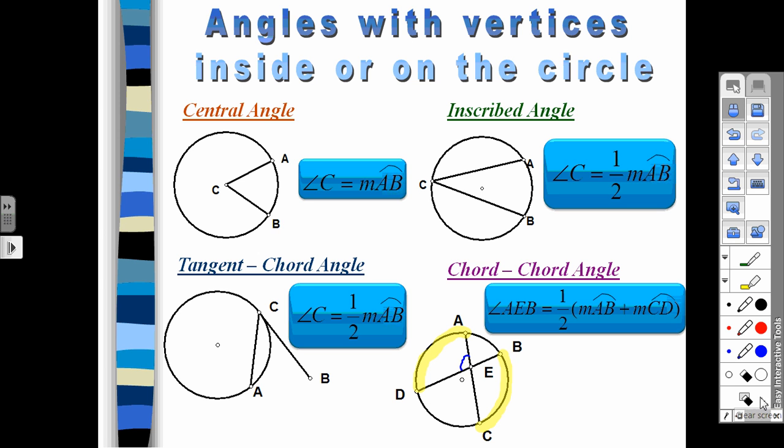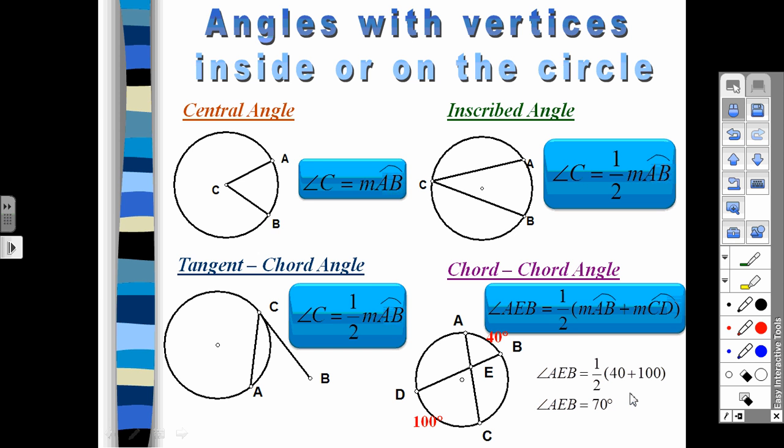Okay, so let's do an example. Why not? What if I gave you that this arc is 40 and this arc is 100? Figure out the measure of angle AEB. Okay, so using our formula, angle AEB is going to be 1/2 the 40 plus the 100. So that's 140 divided by 2, which is 70. So you can see it's really not that hard. You just have to plug in the numbers and do the math.